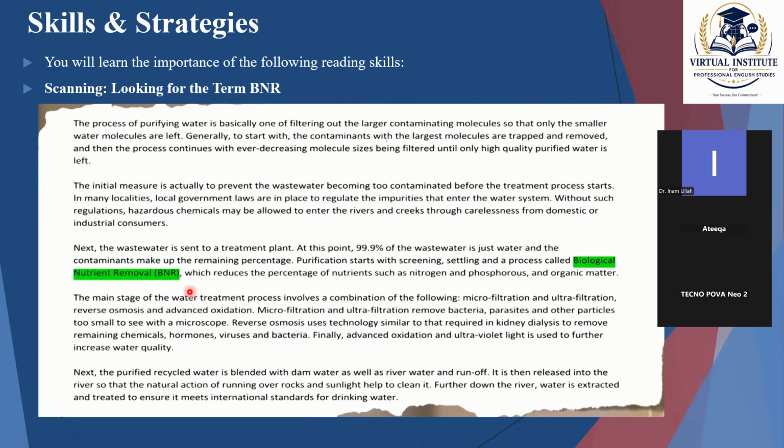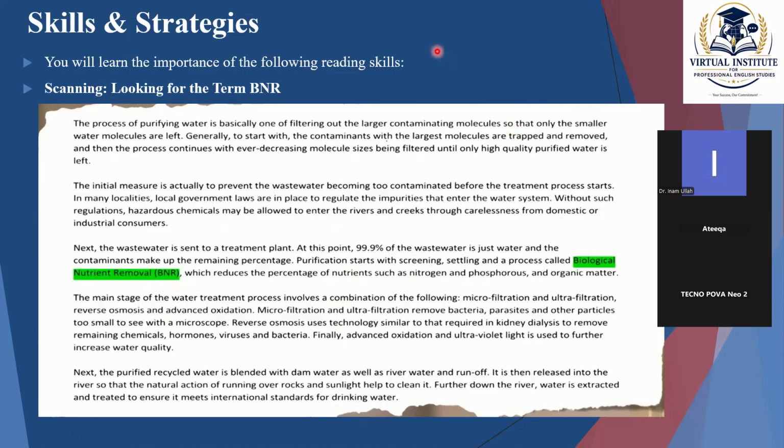So for scanning, you were looking for the exact word, exact term, right? And you located it within under 15 seconds. In skimming, you actually look for the overall idea and overall things and then you decide, right? Yes, sir. So I believe this is all for today's lecture. If you have any questions regarding whatever we have discussed till now, you can ask.